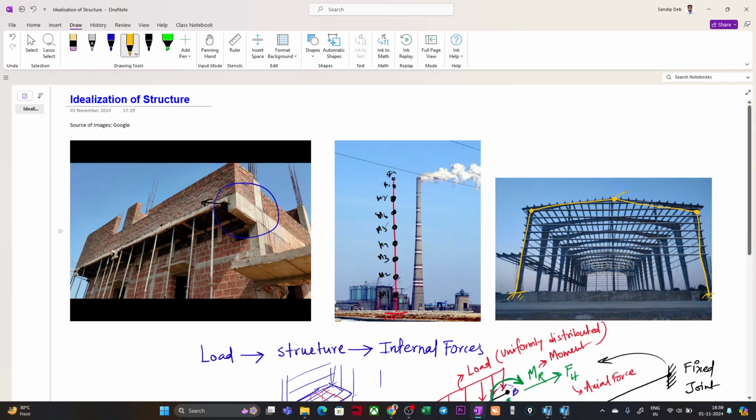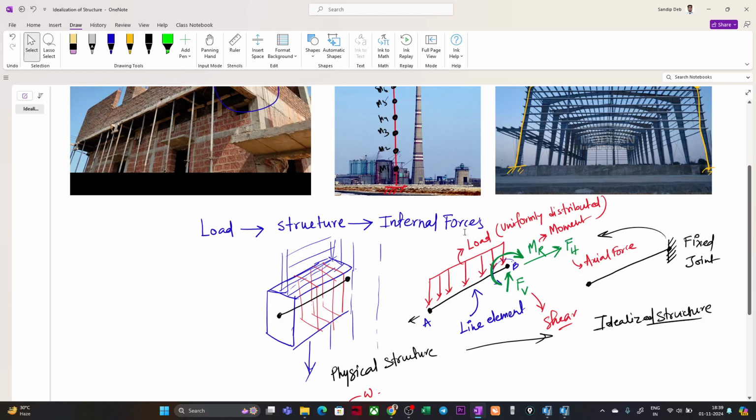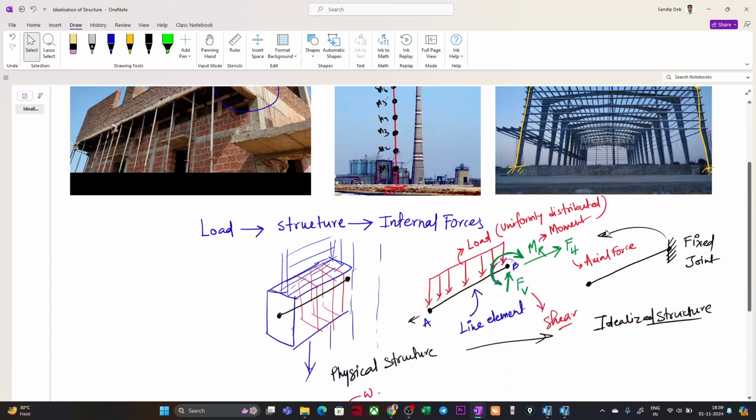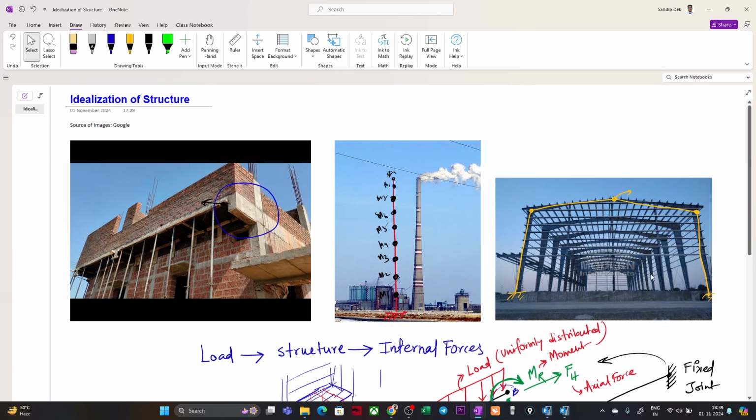So these joints will have some properties like this. What are the things you want to resist, right? And similarly, we need to develop the physical model or physical structure also. The physical structure is basically a representation of our idealized structure, or you can say the idealized structure is basically the representation of the physical structure.